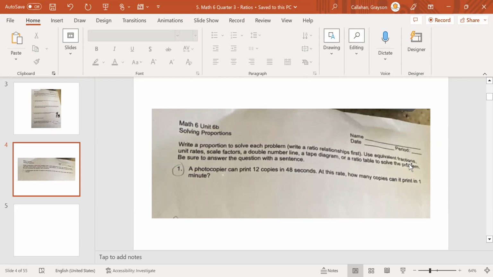No. Okay. A photographer can print 12 copies in 48 seconds. At this rate, how many copies can it print in 1 minute?